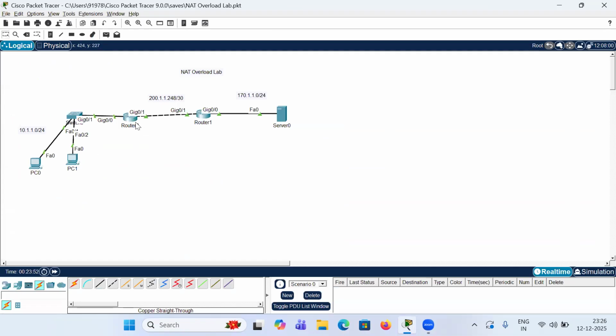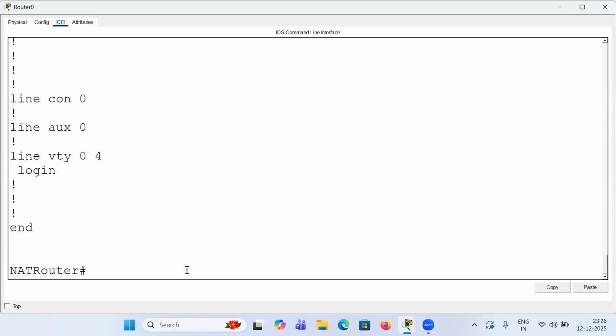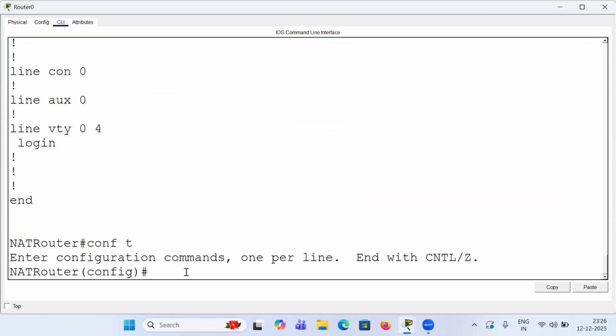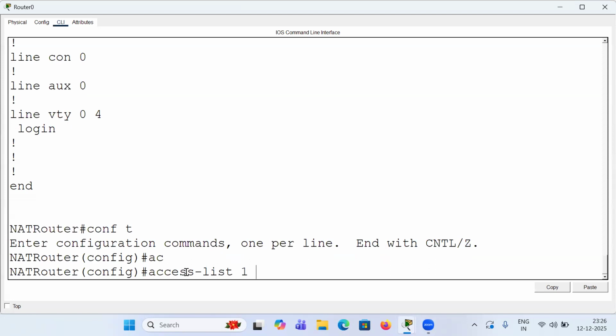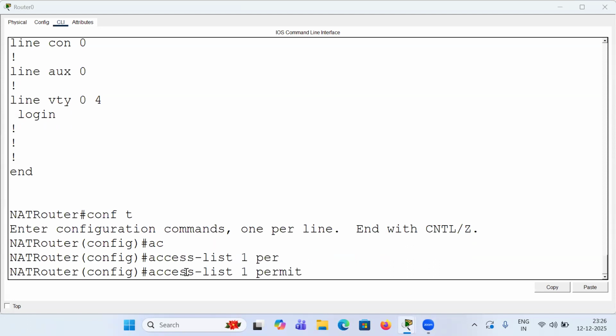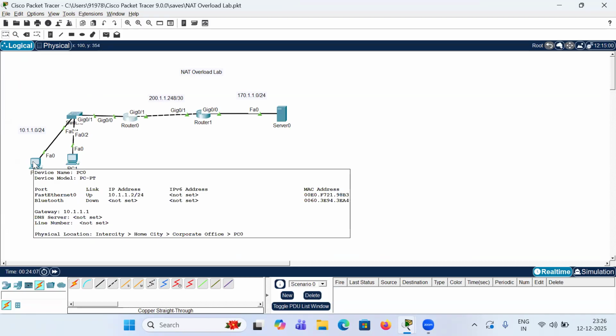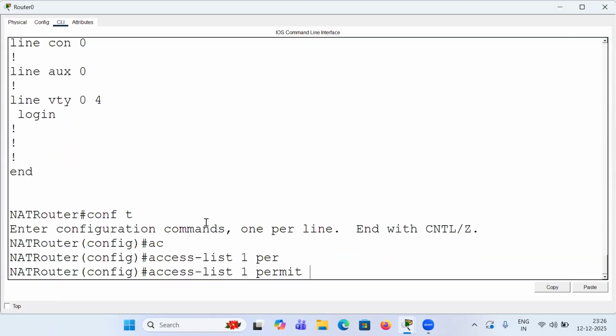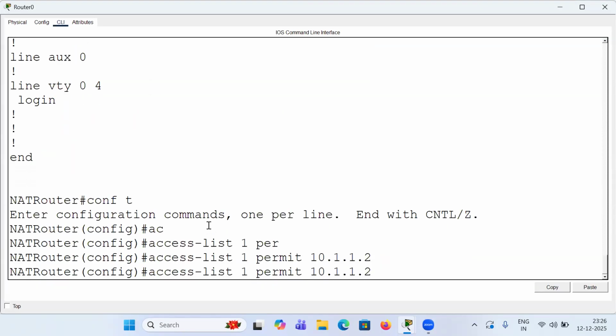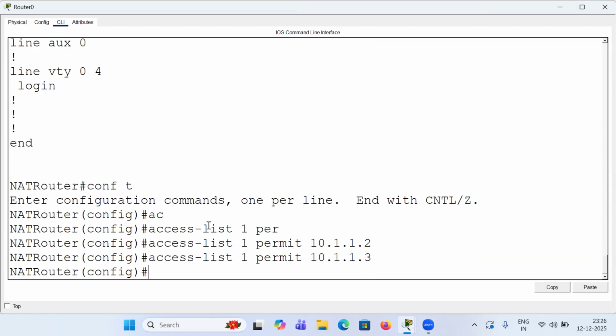So now it's time to configure the access list first. Go to access-list 1, permit the host where you want to permit the NAT. For example, this is the IP 10.1.1.2. I want to permit 10.1.1.3.